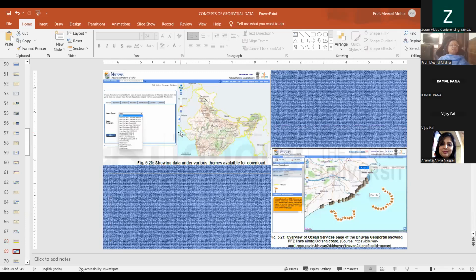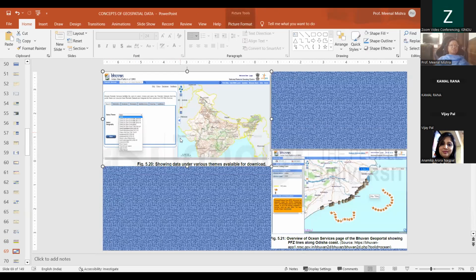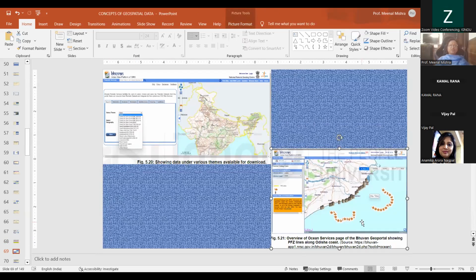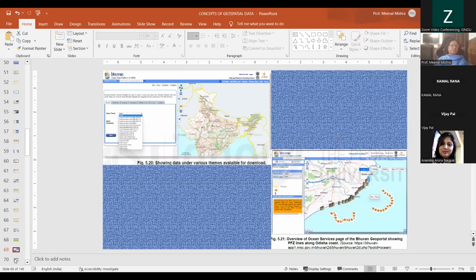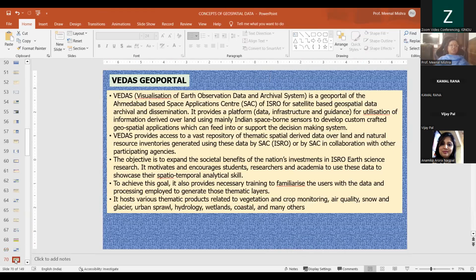So this is the screenshot of Bhuvan, and here you can see the overview of ocean services, and the various links are also given. And then you can have derived data from Vedas geoportal, which I discussed just now.